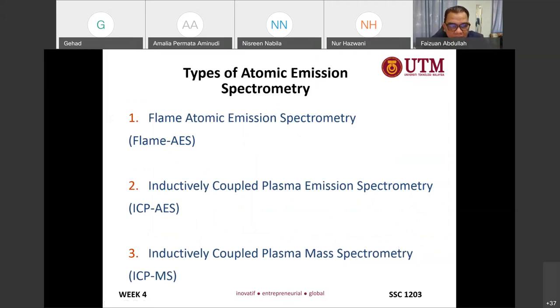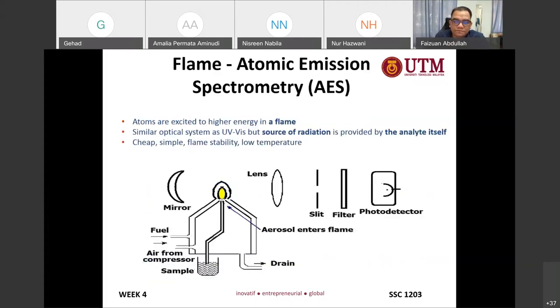Types of atomic emission spectrometry. The first one is flame AES, meaning flame is the atomizer. Then we have inductively coupled plasma atomic emission spectrometry, ICP-AES, so ICP is the atomizer and AES is the detector. Then inductively coupled plasma mass spectrometry, ICP-MS, so ICP is the atomizer and MS is the detector. This is the concept of AES.